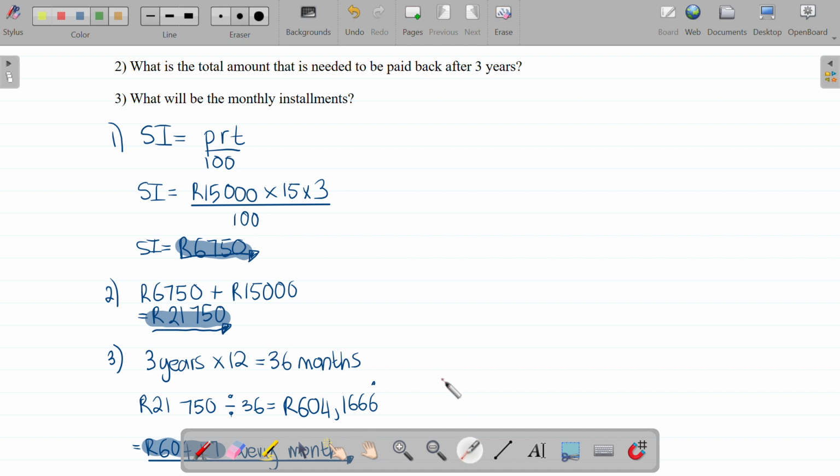Question 2, what is the total amount that needs to be paid back after 3 years? Similarly to the previous question, you take the interest and add it to the amount that you're borrowing or loaning, and that will be the total amount that you'll need to pay back, because it's the interest plus the amount that you borrowed together.